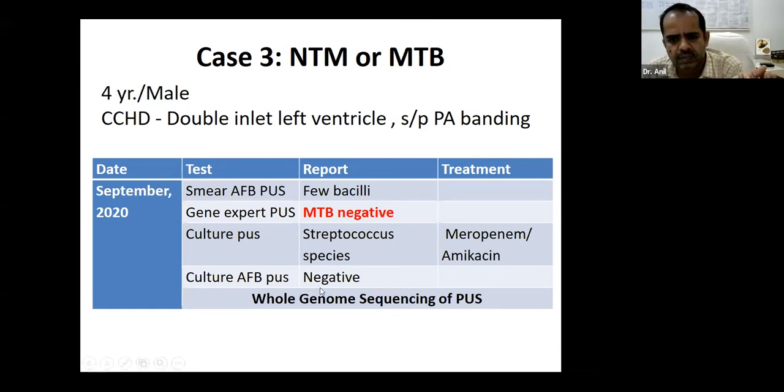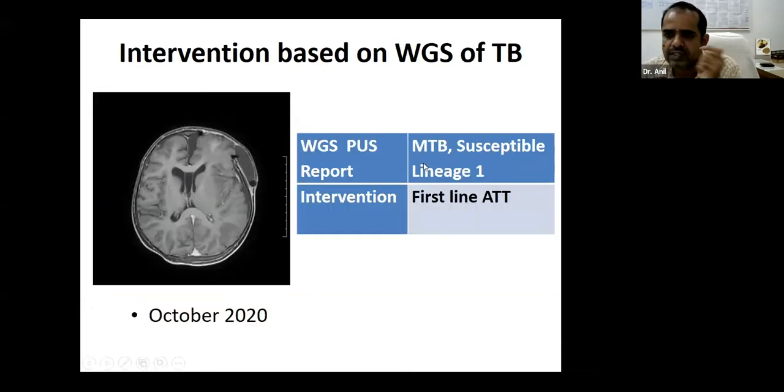We treated the Streptococcus species, and culture for AFB was negative. Only smear AFB was positive, and it suggested non-tuberculous Mycobacteria. There's no reason why this child should have a non-tuberculous Mycobacterium. So we withheld the TB treatment. We didn't consider TB treatment till we got whole genome sequencing of the pus done. We found that it was MTB, not an NTM, pan-susceptible, lineage 1.